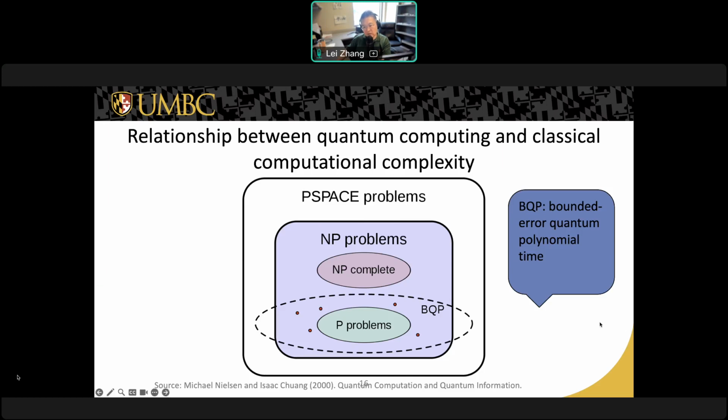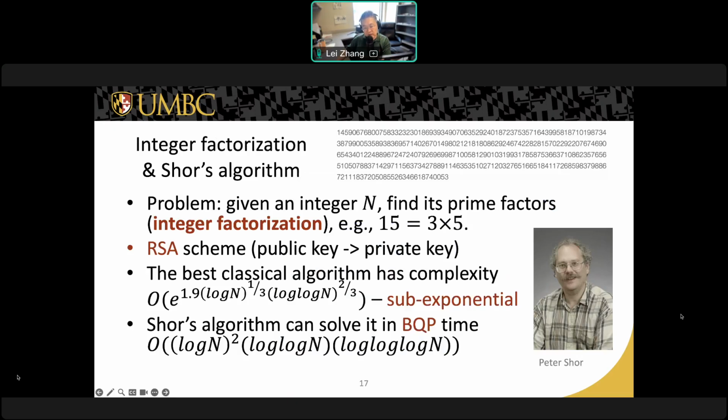And today, the first problem we want to introduce is actually the most famous algorithm, and that's called Shor's algorithm. Shor's algorithm is used to solve a problem called integer factorization. Suppose you have an integer n. We would like to find its prime factors. For example, if you have the integer 15, we can easily find its prime factors, and that is 3 and 5.